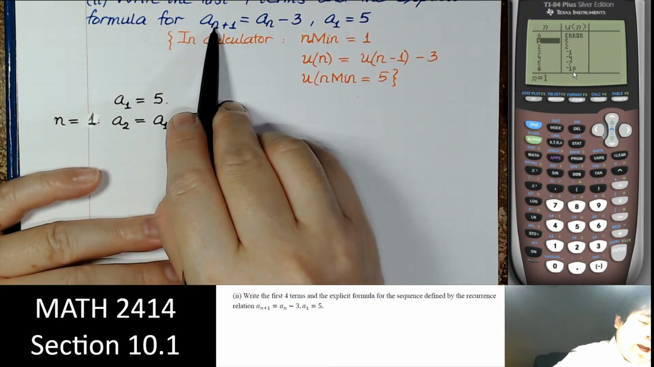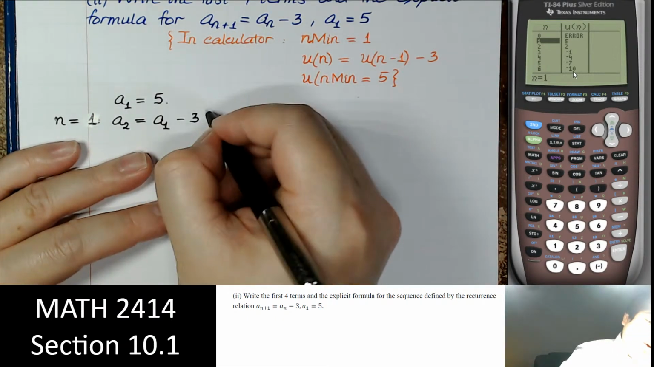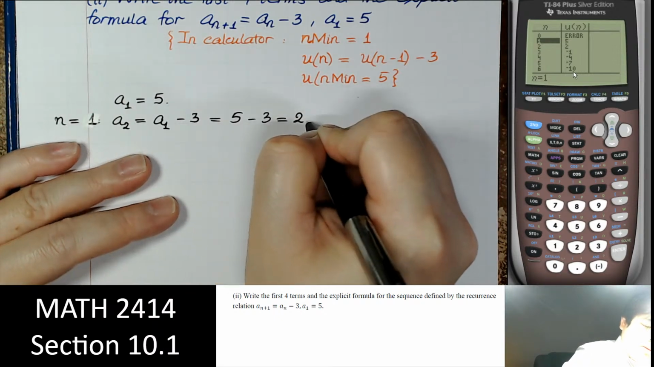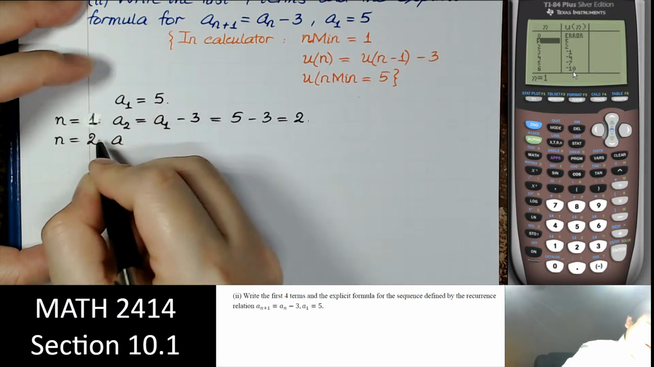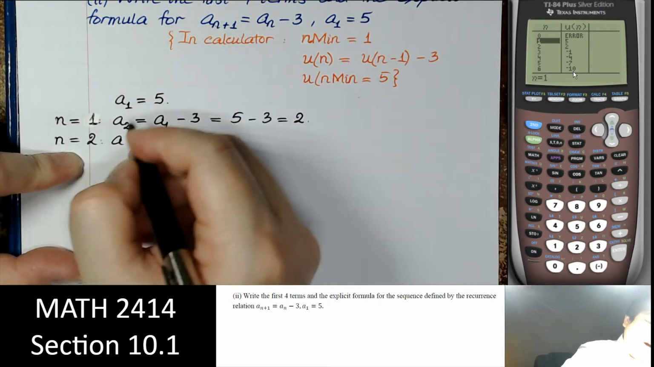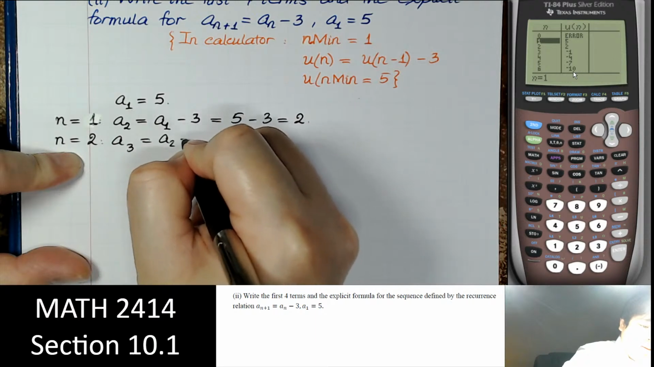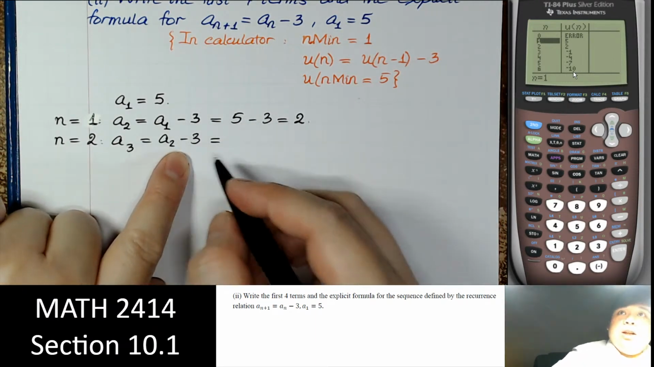Put 1 in for n. 1 plus 1 is 2. And a1 minus 3. So a1 is 5. 5 minus 3 is 2. Now let n equal to 2. We put 2 in here. 2 plus 1 is 3. And 2 in here. And then we take 2 minus 3.